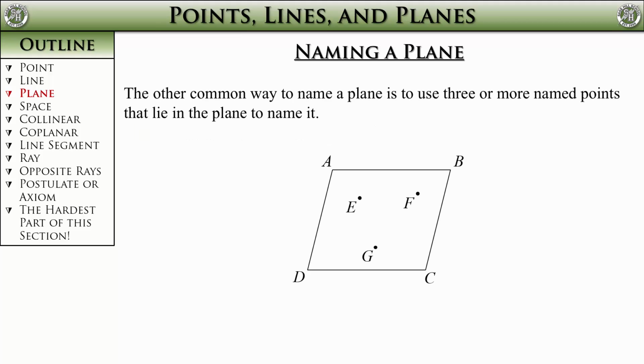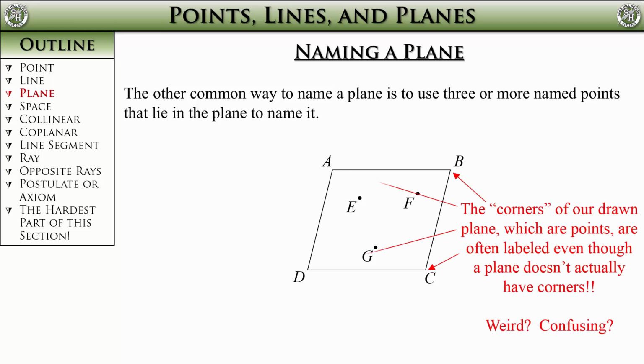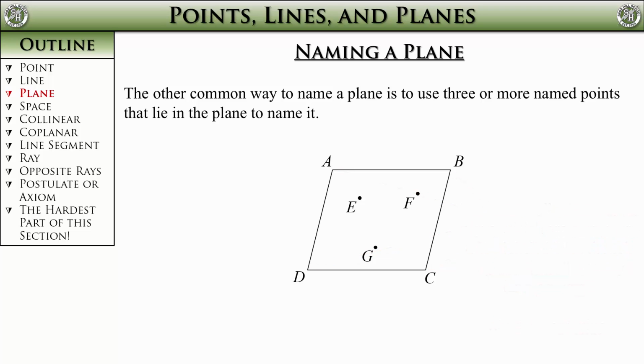The second way to name a plane is to use 3 or more named points that lie in the plane to name it. Here are a bunch of named points on this plane, including the corners of this slanted figure representing the plane. That's often what is done, for convenience mostly, even though a plane technically doesn't even have corners. Is that confusing? Just know that you will see it a lot, but it doesn't mean that there are actually corners there.